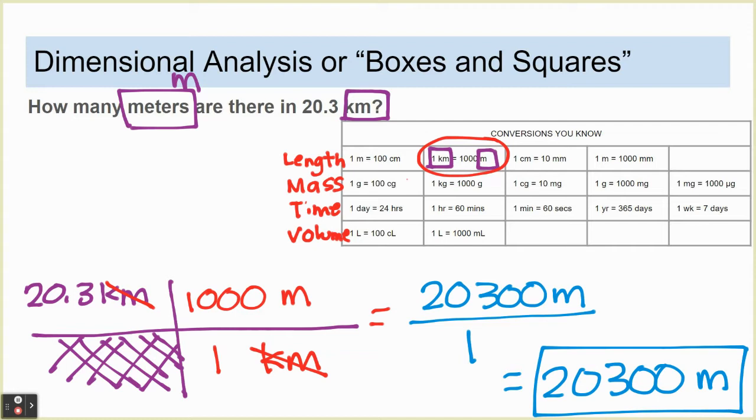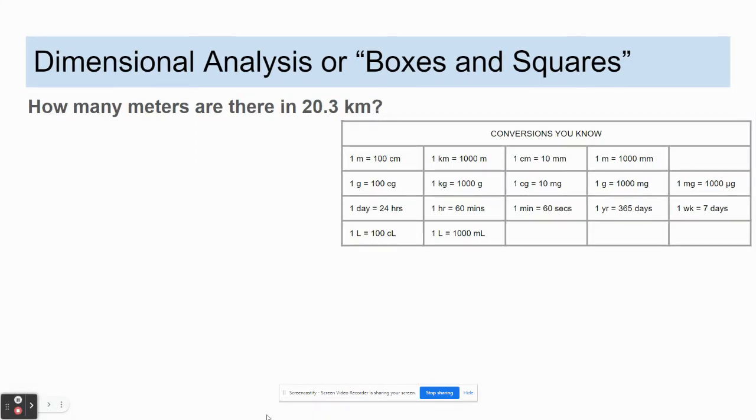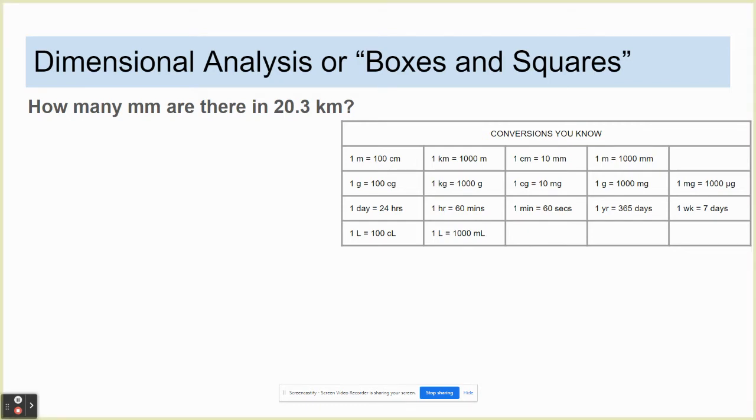So again, what if you have more than one conversion factor? That's what we're going to look at in our next problem. So let's try to use now two or more conversion factors. Look at this next problem right here. It looks very, very similar to our last problem. How many mm, it's millimeters, don't forget, are there in 20.3 kilometers?